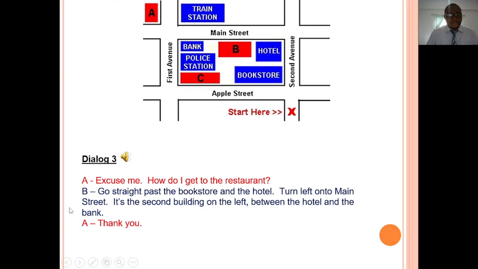One more time. A. Excuse me. How do I get to the restaurant? B. Go straight past the bookstore and the hotel. Turn left onto the main street. It's the second building on the left between the hotel and the bank. A. Thank you. So that is dialogue number 3. I want you to practice it with your friends.